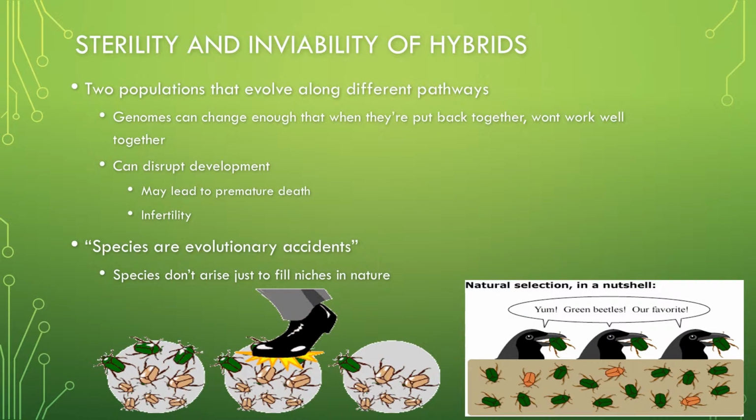The virility and viability of hybrids are accidents of genetic divergence, which is caused by natural selection or genetic drift. Two populations that evolve along different pathways for long periods of time can have genomes that change enough that when they're put back together, they don't work well together. This will interrupt development, which can lead to premature death or infertility.